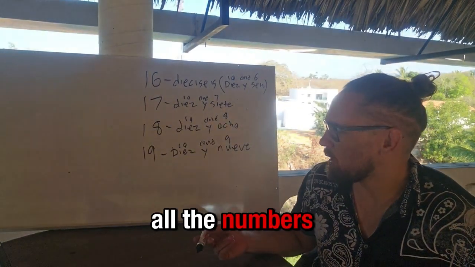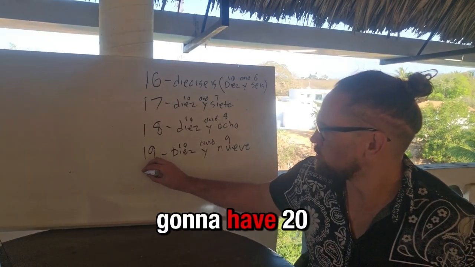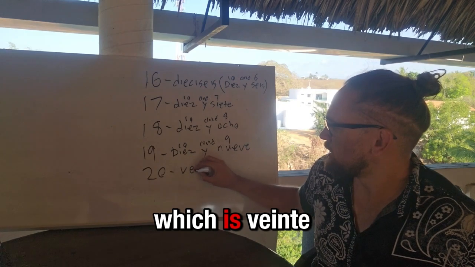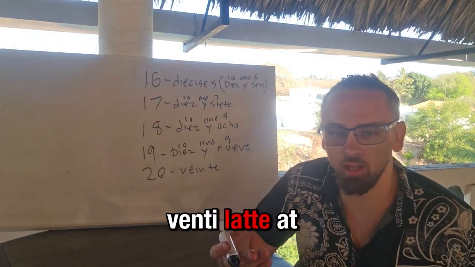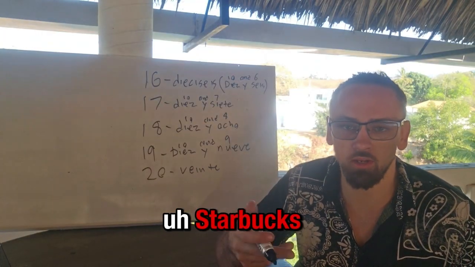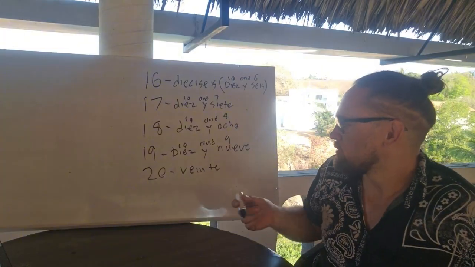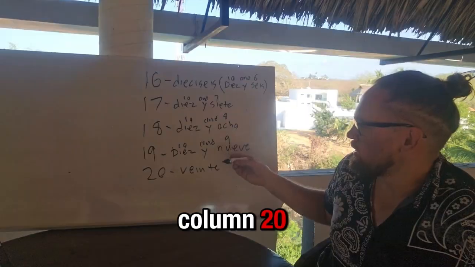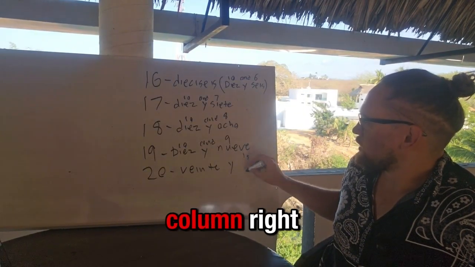Now, all the numbers that come after this are going to work in the same way, right? So you're going to have 20. Think like a 20 latte at Starbucks, right? It's because it's 20 ounces. So all we're going to do is we're going to have our number in the tens column, 20. We're going to have the E, and we're going to have a number in the ones column, right?